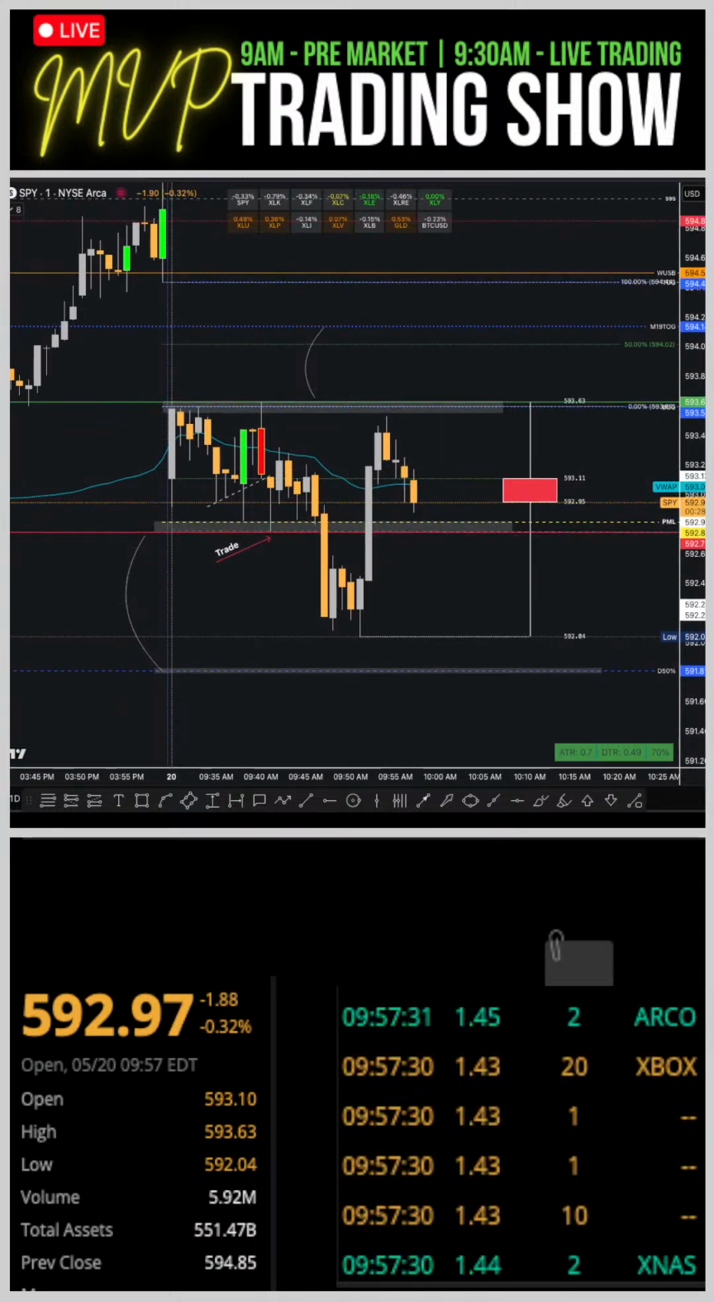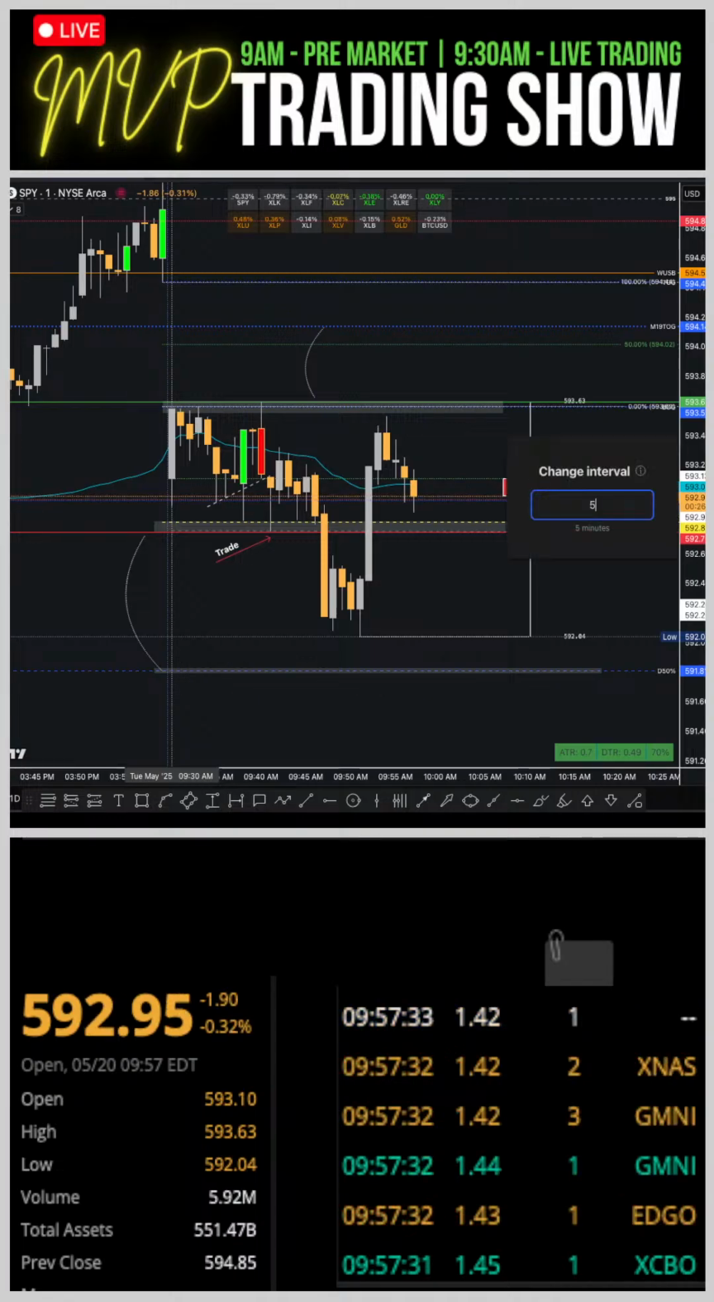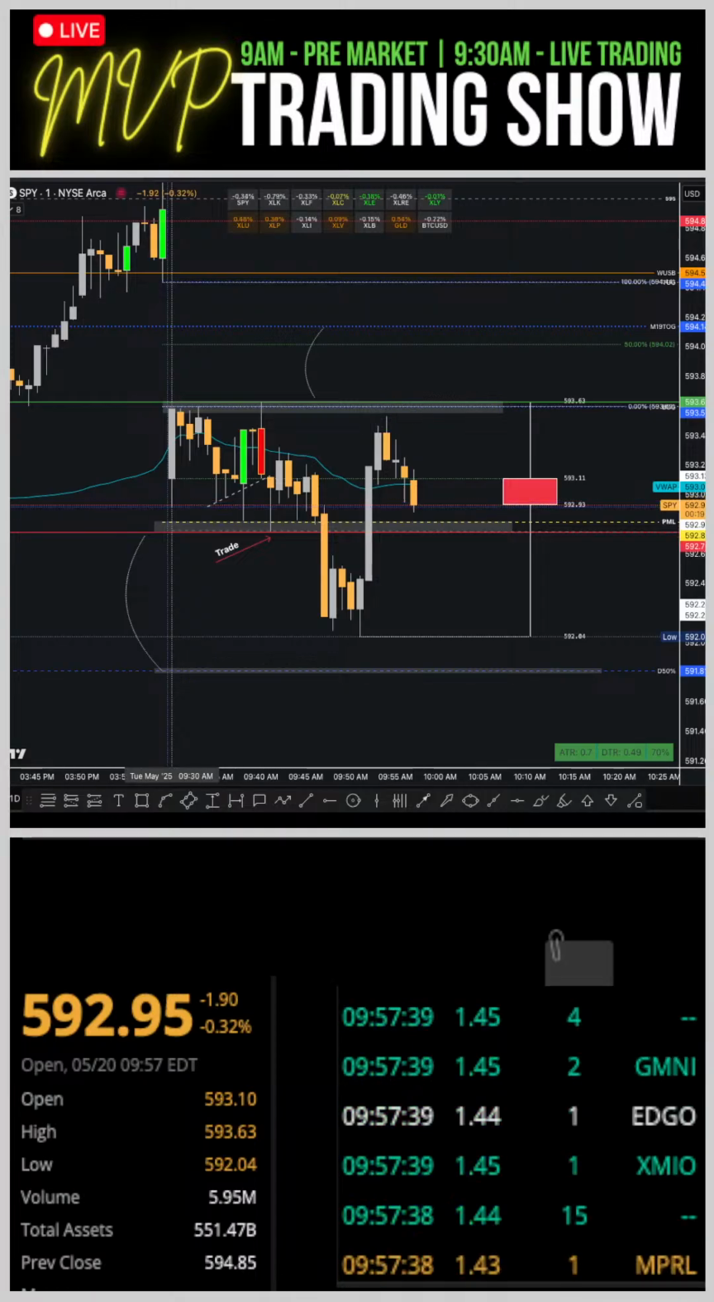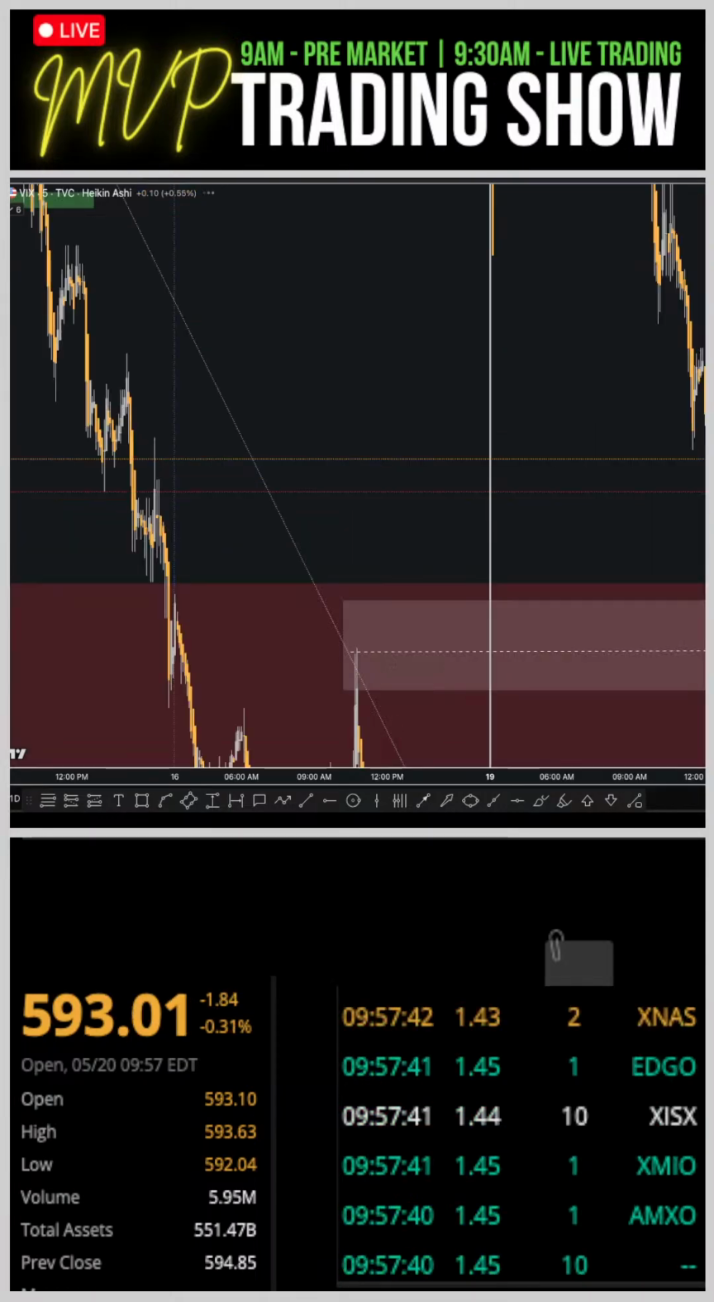Okay, we're bouncing back off of that 1812. Remember this morning we said if the VIX is going to be range bound in this box, we're going to see a lot of side to side action.